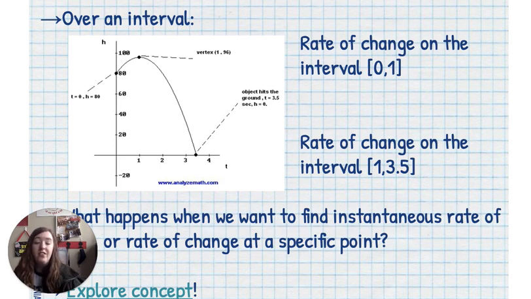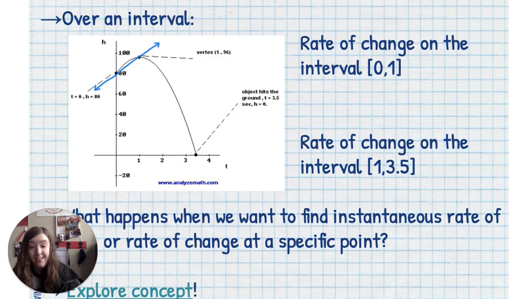So when we want to find a rate of change on something that's not a line, they usually give us an interval. So first, we want to find the rate of change on the interval from 0 to 1. So really what we're looking at here is we're trying to find the slope of the line that passes through the points x equals 0 and x equals 1. Or in this case, t equals 0 and t equals 1.